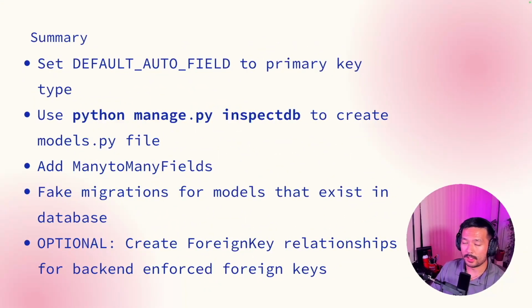So to summarize, the steps you need to take to convert an existing database to be fully managed by Django's migration framework: number one, you need to set the default auto field to the primary key types of the primary keys of the existing database. Then you can use python manage.py inspectdb to create the models.py file. And then after that, add many-to-many fields if there are any many-to-many fields you want to include. Then you need to fake those migrations to have those models and migrations be in the migration history. And then optionally, you can create foreign key relationships for backend enforced foreign keys.